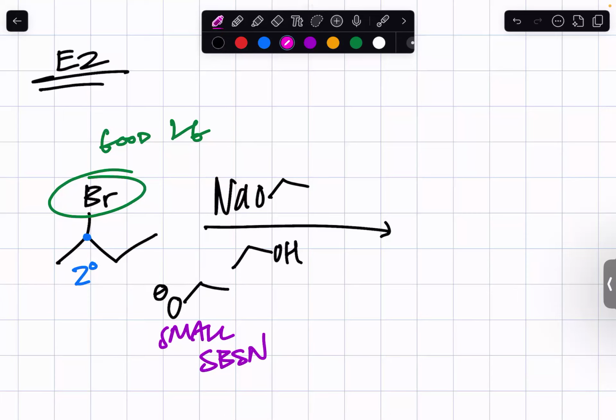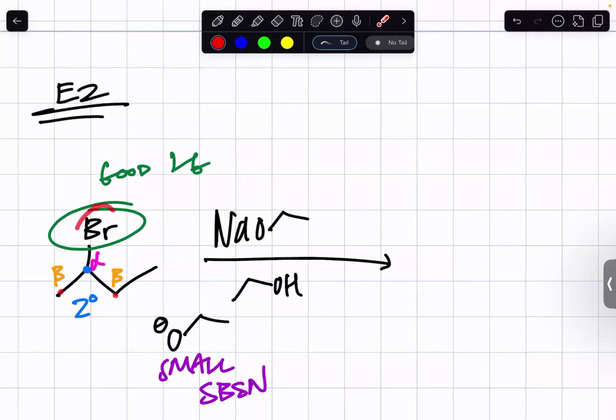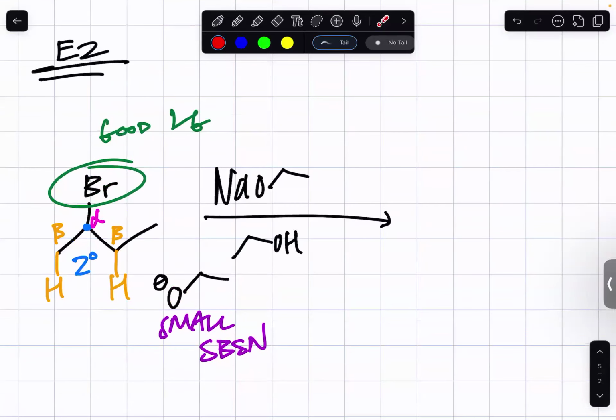Now, the carbon here that's directly attached to the good leaving group, I'm going to call that the alpha carbon, the first carbon attached to the good leaving group. Now, the beta carbon is going to be the second carbon attached to the good leaving group, and I'm going to draw out at least one beta proton for each beta carbon. We want to be able to form the most stable alkene here. So would we grab proton A or proton B to lead to the more substituted, more stable alkene?